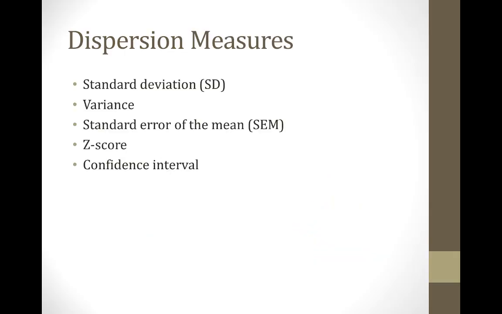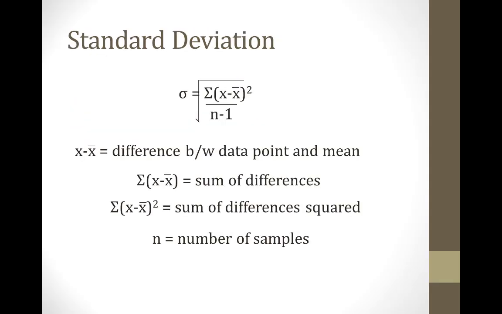So there are many different measures of dispersion that people use, but the one that you're most commonly going to see is the standard deviation. You may also see variance or standard error of the mean. Sometimes you will see z-scores, and sometimes you'll see confidence intervals. And we'll go over all 5 of these measures in the next few slides. So let's talk about standard deviation first. So standard deviation is represented by the symbol sigma right here, and this is the equation for standard deviation.